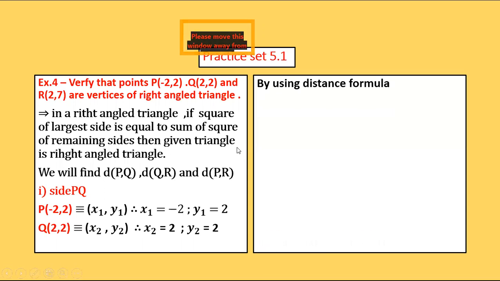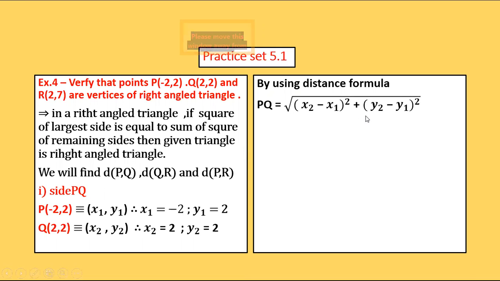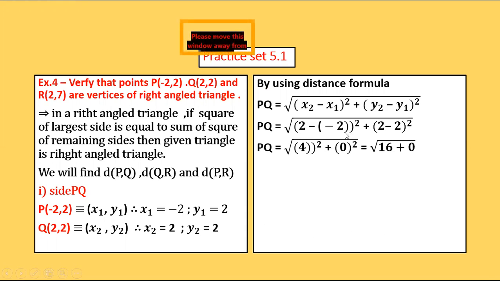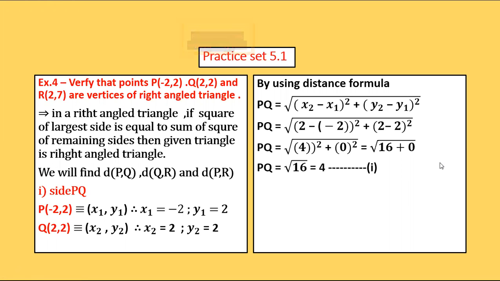By using the distance formula, PQ is equal to square root of (x2 minus x1) square plus (y2 minus y1) square. PQ is equal to square root of (2 minus (-2)) square plus (2 minus 2) square. Minus minus plus, 2 plus 2 is 4, square plus 2 minus 2 is 0. 4 square is 16 plus 0. Therefore PQ is equal to square root 16, and the square root of 16 is 4. Therefore PQ is equal to 4. This is the length of side PQ. We get equation number 1.